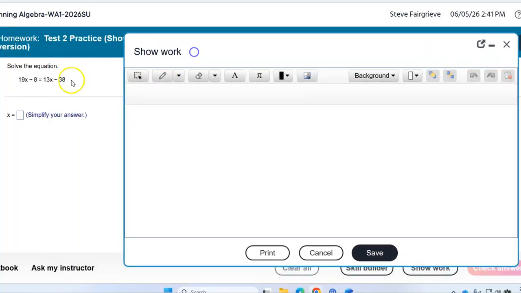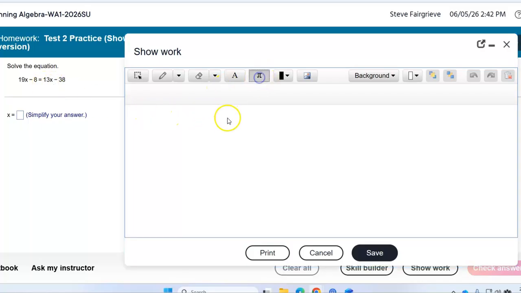So here our equation was 19x minus 8 equals 13x minus 38. So I'm going to hit the little pi. That's the equation button. Come on here, 19x. And I'm going to leave a little bit of space here so that when I get to the next line, I have enough room to kind of line everything up.